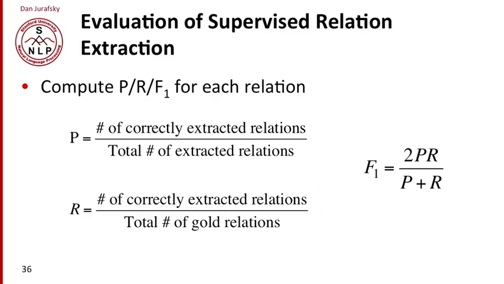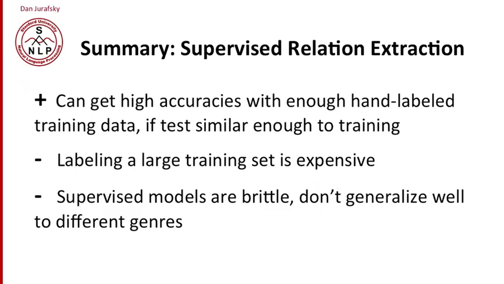So in summary, supervised relation extraction lets us get high accuracies if we have enough hand labeled data and if the test set is in the same domain as the training set. The minuses of supervised relation extraction are the expense of labeling a large training set and the general problem with supervised models, which is that they don't generalize well to different genres.